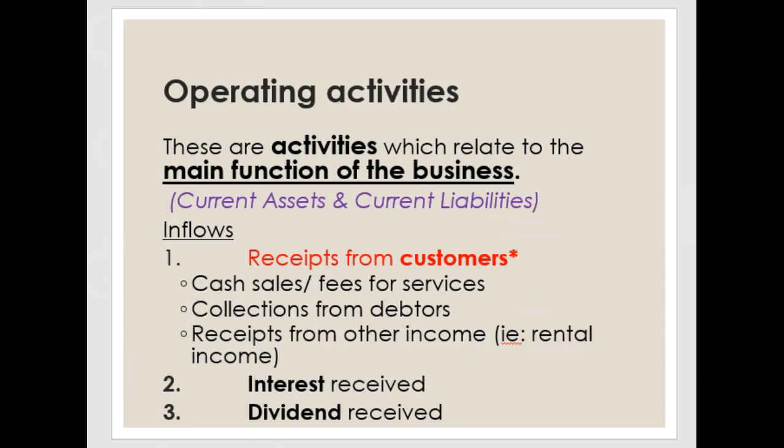Next will be interest received and dividend received. Interest received and dividend received can be classified as operating activities, and they also can be classified as investing activities. If the question didn't mention anything, you can put them in operating activities or you can put them in investing activities. However, if the question mentioned that these two are considered as day-to-day activities, it has to be in operating activities.